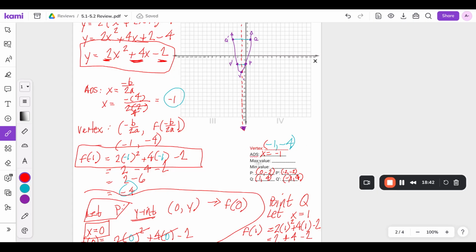Last thing I'm going to do is determine this stuff here. Look, it has a lowest point. So it's definitely not a max, it's a min. I'm going to just cross that out. Min value is whatever y equals. And folks, the vertex tells a lot. Axis of symmetry is the x value. In equation form, x equals -1. And the min value is the y. So y equals -4.